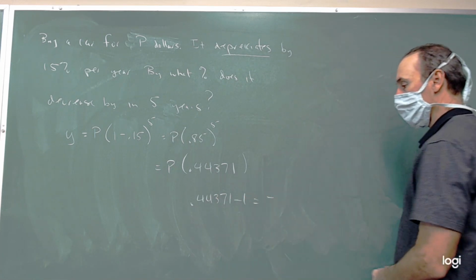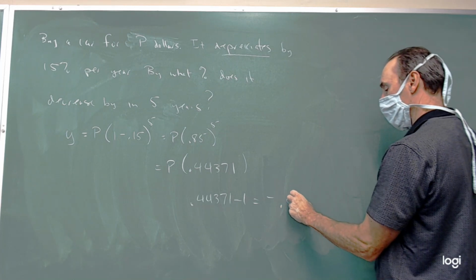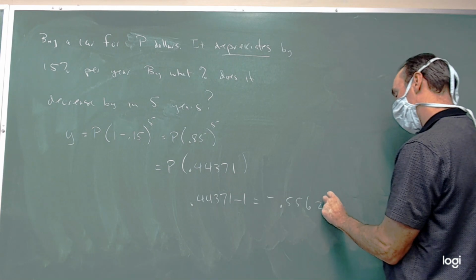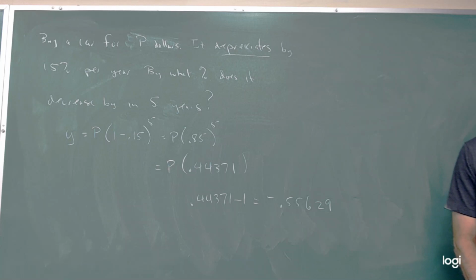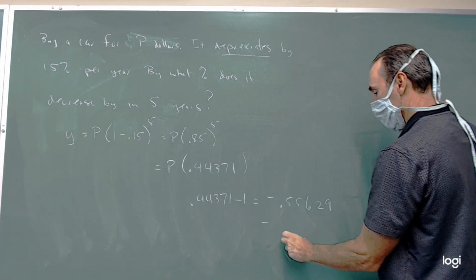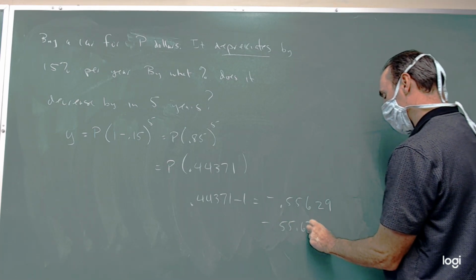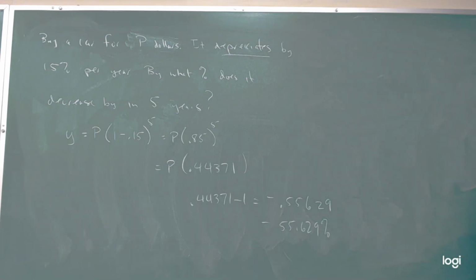And so that's going to turn out to be negative. And what are we getting? Like 5, 5, 6, 2, 9. Does that sound right? How's that for mental arithmetic there? And so changing that to a percent, that's going to be a negative 55.629%. You with me on how we got that?